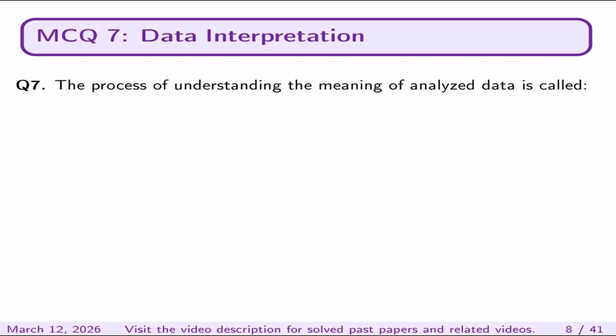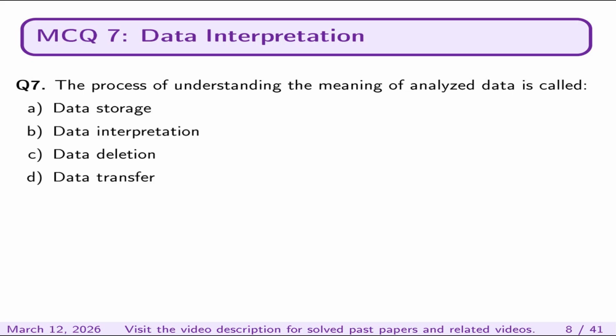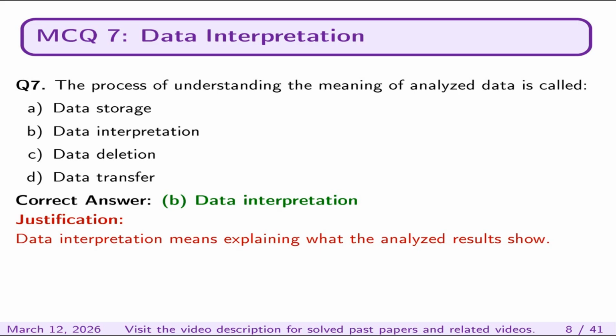Question number 7. The process of understanding the meaning of analyzed data is called data storage, data interpretation, data deletion, data transfer. The correct option is data interpretation, because data interpretation means explaining what the analyzed results show.